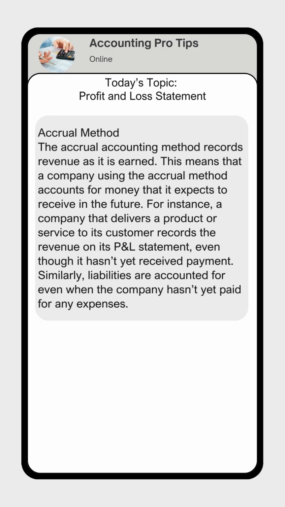The accrual accounting method records revenue as it is earned. This means that a company using the accrual method accounts for money that it expects to receive in the future. For instance, a company that delivers a product or service to its customer records the revenue on its P&L statement, even though it hasn't yet received payment. Similarly, liabilities are accounted for even when the company hasn't yet paid for any expenses.